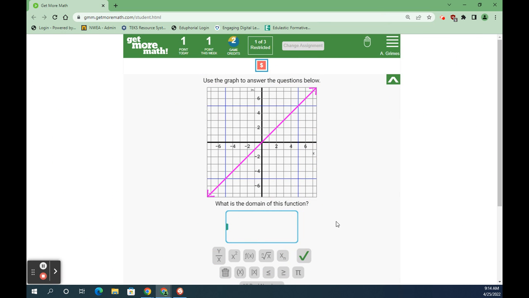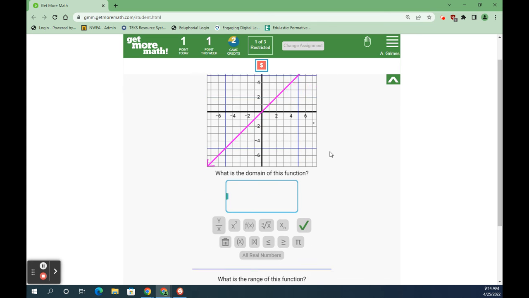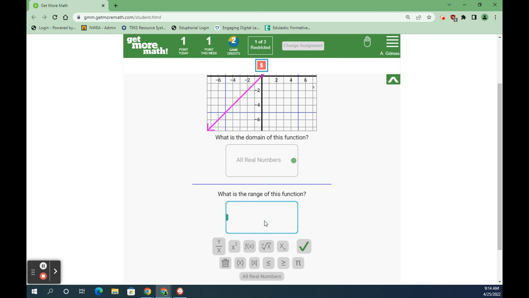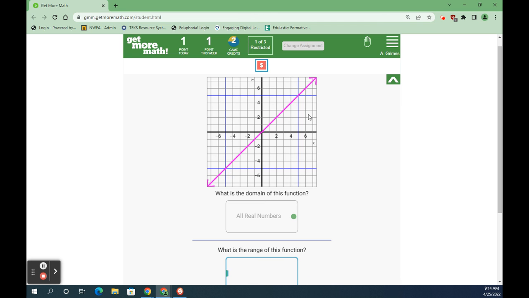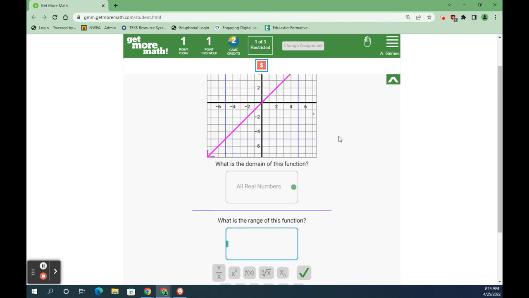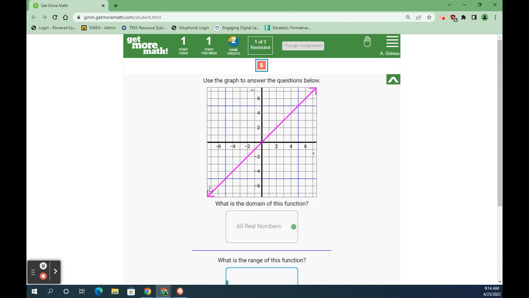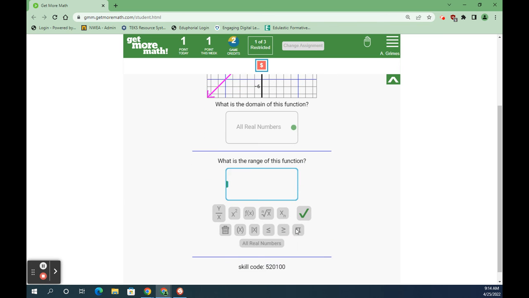See that? What's this one going to be? What's the domain of this? All real numbers, because it has the arrows going. Here it is. All right. Now, what's the range going to be? Guess what the range is going to be? It's got the arrows, all real numbers. And it's right down here.